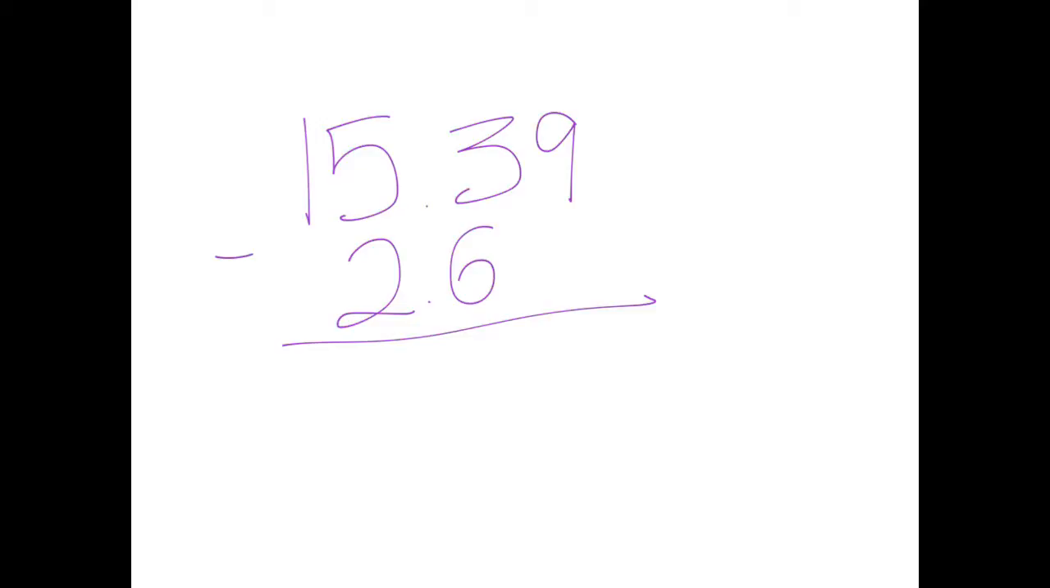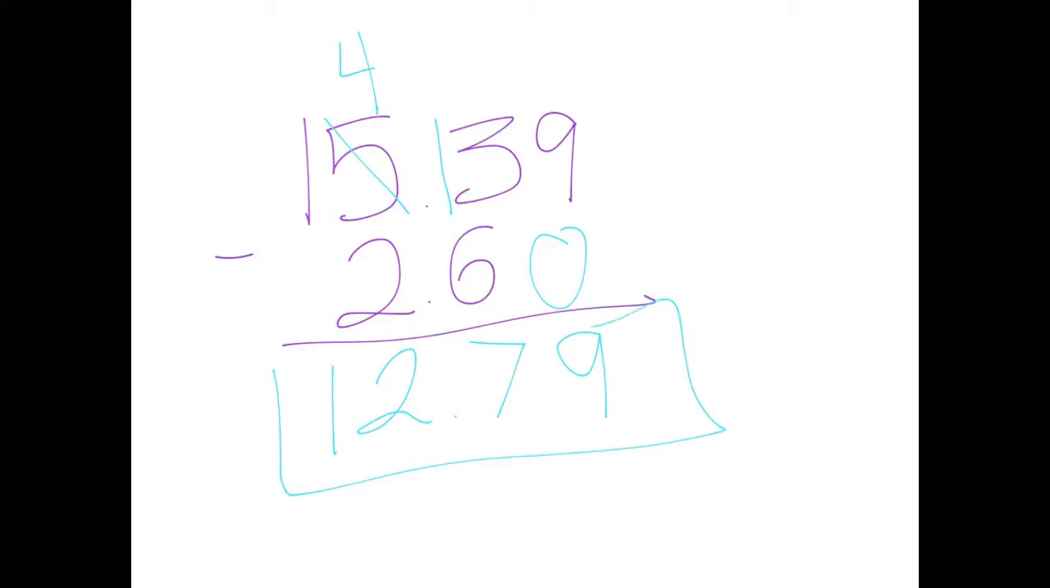Okay, so now we're subtracting decimals. So again, we use zeros as our placeholders, and you just simply subtract. So 9, borrow, and so make sure you bring your decimal down and see your answer.